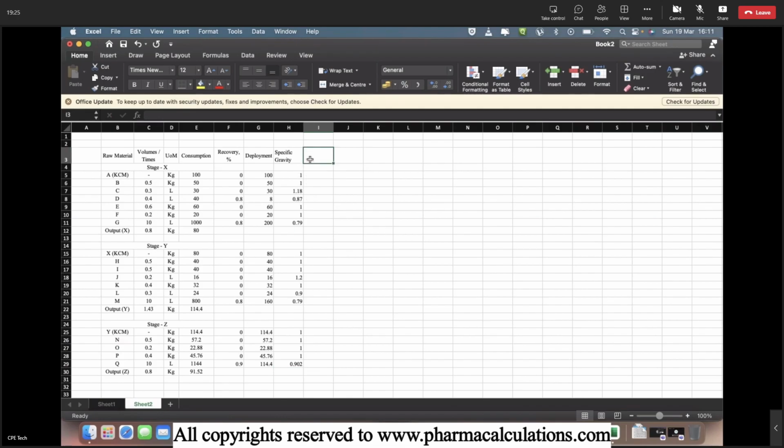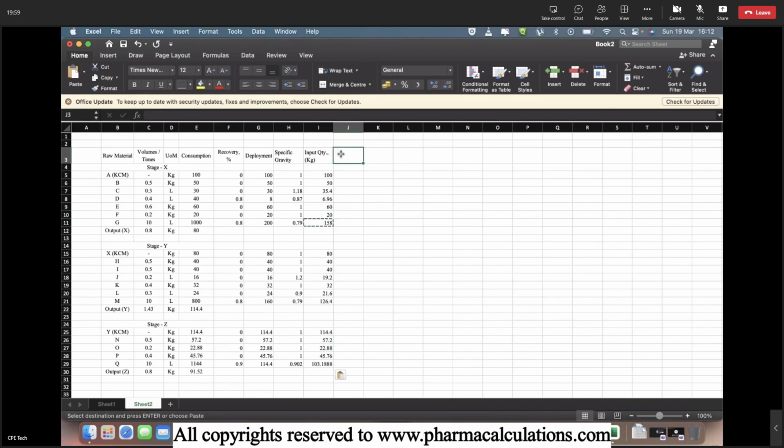Once it is done, let's calculate the input weight, input quantity in terms of kgs. This is nothing but the deployment multiplied with the specific gravity. Okay, I'll copy the formula and replicate here. Similarly here also, Control C and Control V.